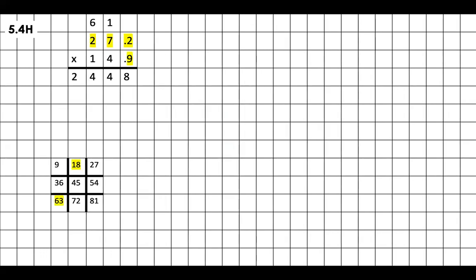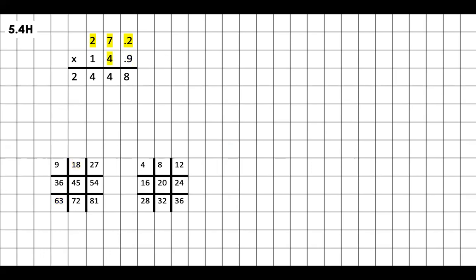I'm going to first start with the 9. So I'm going to do a tic-tac-toe with the 9. And then 9 times 2 is 18. Regroup the 1. 9 times 7 is going to be 63. Plus 1, 64. Regroup the 6. 9 times 2 is going to be 18. Plus 6, 24. I'm done with that one.